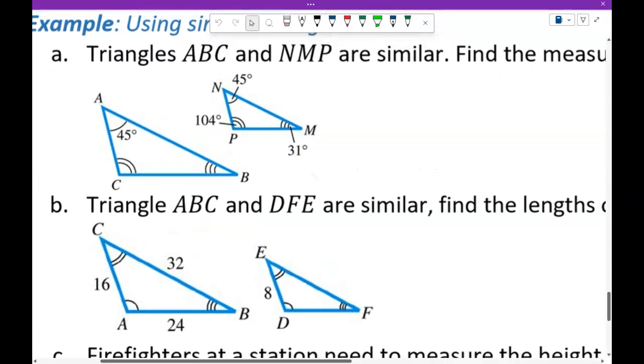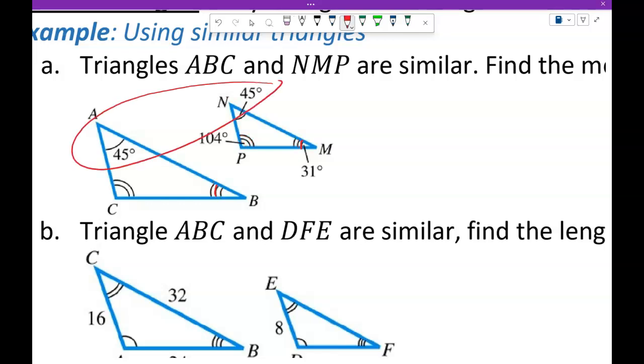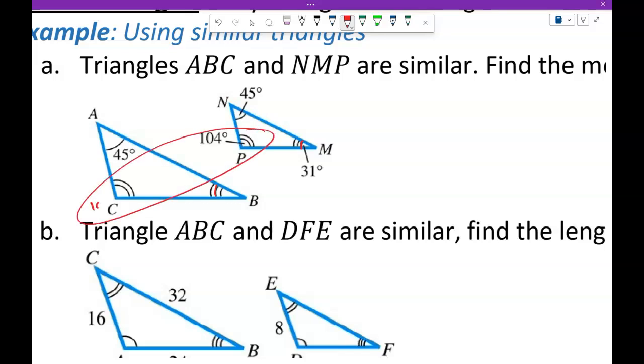So here we're given a triangle with angle measures, and they tell us that it's similar. The diagram also indicates that they're similar because we see that we have these corresponding tick marks that match up. So we know that they have to be the equal measure. So we see that angle A and angle N are corresponding and they have the same measure. P and C are also corresponding, meaning they have the same measure. And M and B are corresponding, meaning that they have the same measure.